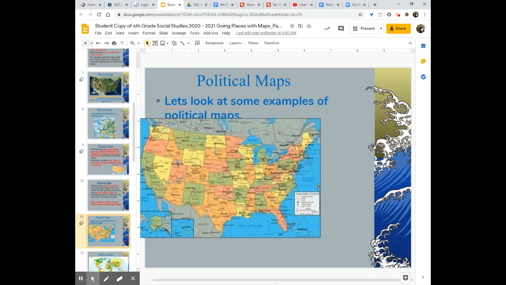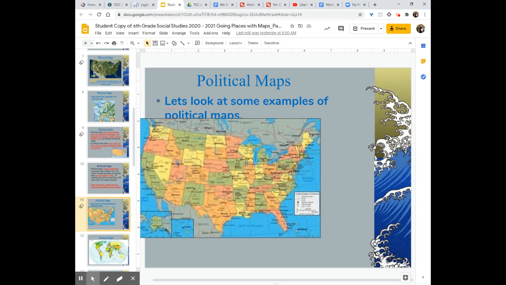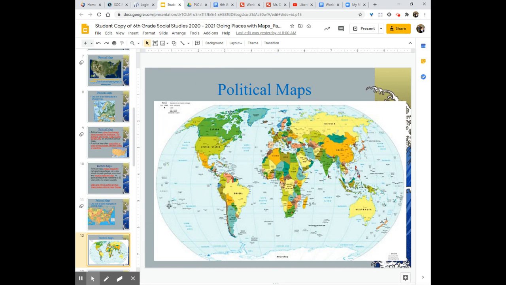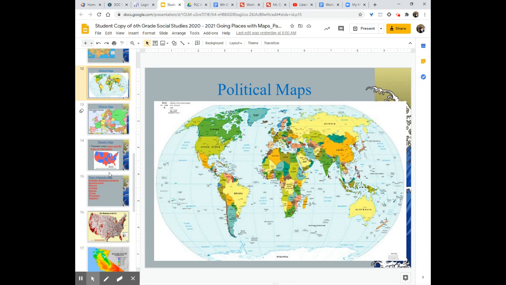So here's an example of a political map. It is one of the United States, and now you can see all the colors to help delineate. You can see the major cities and capitals, and you can see the borders. Here we have one for the world map. And again, you can see how all these different colors help us to understand that we're looking at different places. If we were to go to Brazil, it wouldn't really be yellow.